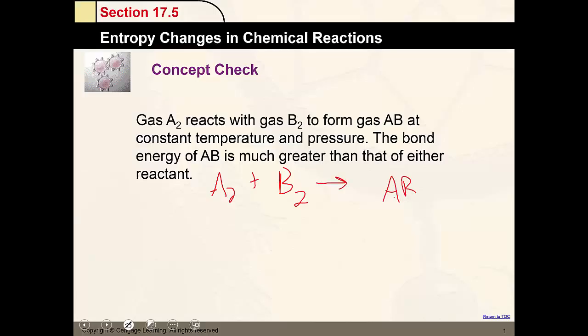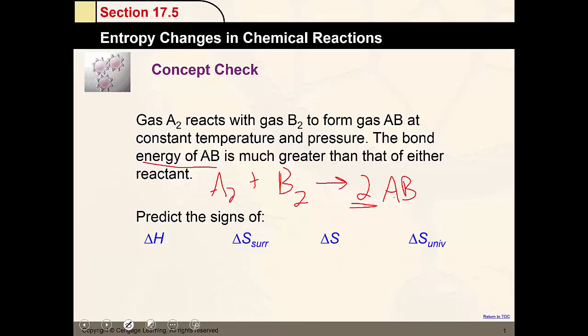So that means in order to balance this equation, we need to add a coefficient of 2 in front of AB. And we want to predict the signs of each of the following. So first off, for delta H, it says in the question, the bond energy of AB is much greater than that of either reactant. So since the bond energy of the product side, AB, is greater than the average bond energies of the reactants, this reaction is exothermic, making delta H negative.